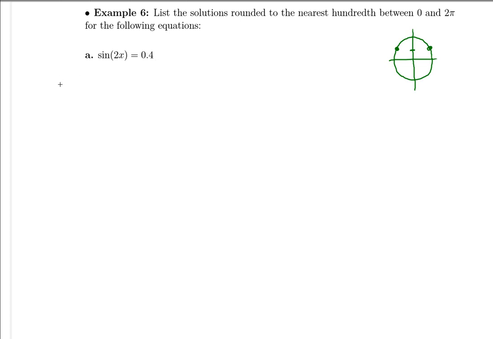But since it's not special, the only way to get at it is to say 2x must equal the inverse sine of 0.4, and then, of course, plus 2k pi. All right, so that's the inverse sine. And we know it's this one because it's between negative pi over 2 and pi over 2, which is what the inverse sine is always going to spit out at us.